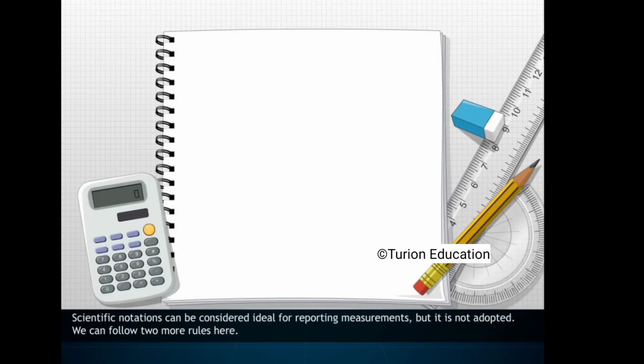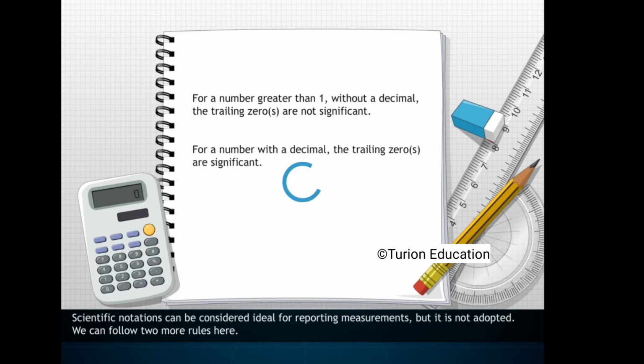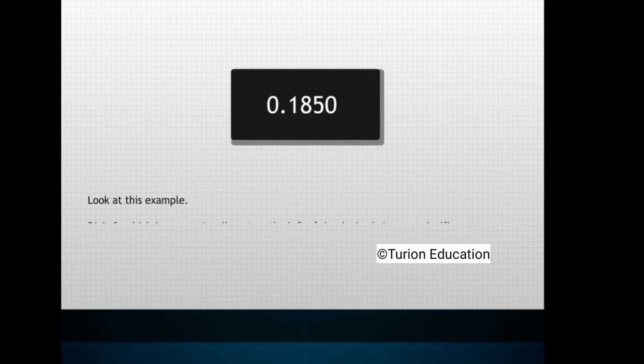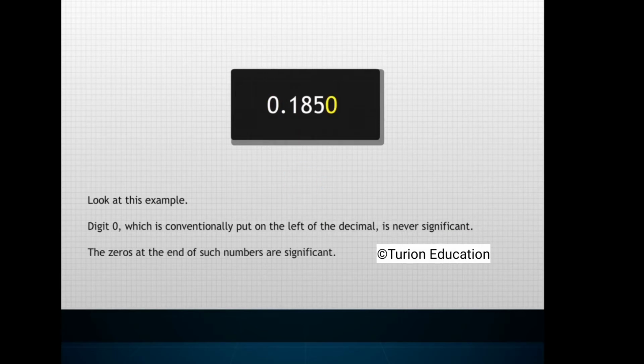Scientific notation can be considered ideal for reporting measurements, but it is not always adopted. We can follow 2 more rules here. For a number greater than 1, without a decimal, the trailing 0 or zeros are not significant. For a number with a decimal, the trailing 0 or zeros are significant. Look at this example. Digit 0, which is conventionally put on the left of the decimal, is never significant. The zeros at the end of such numbers are significant.